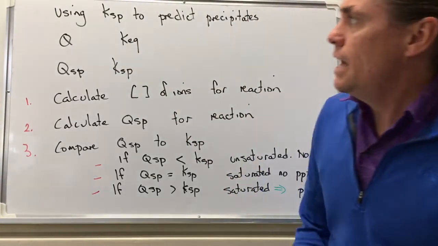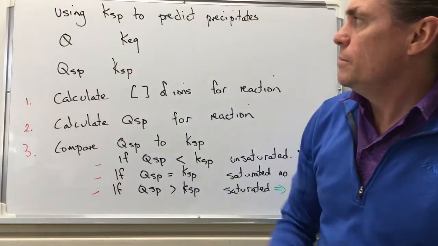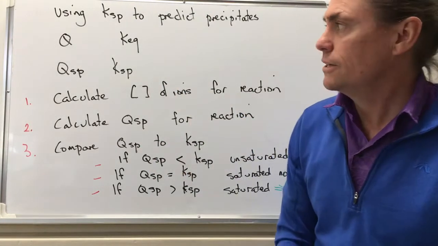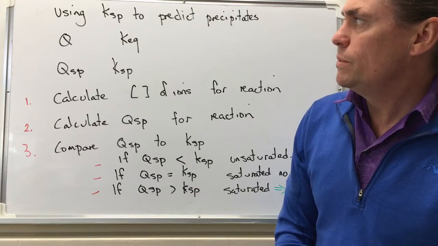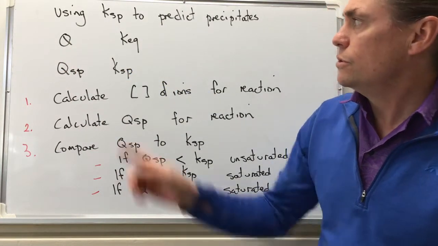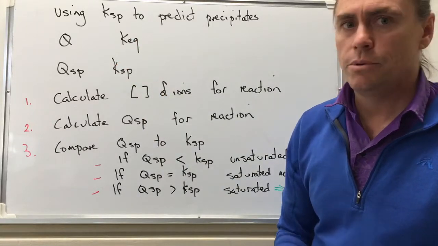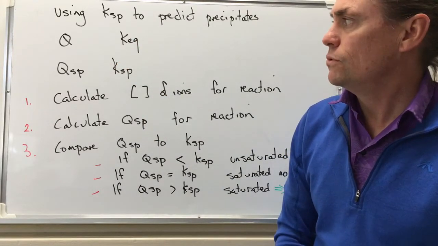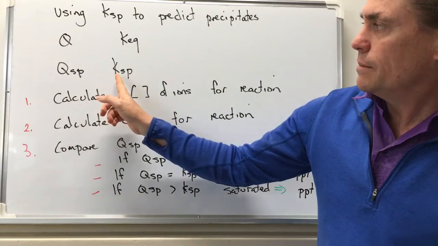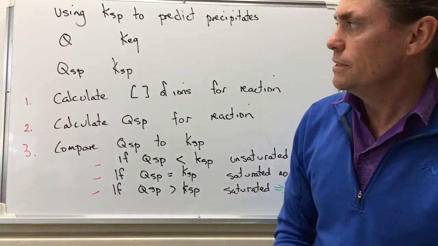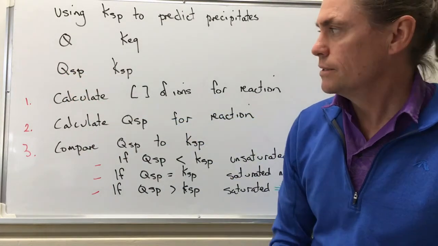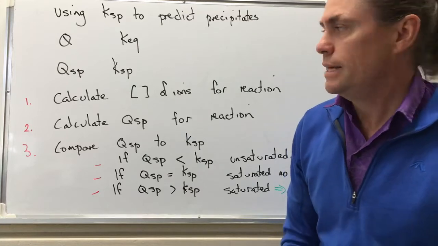Okay, let's have a look at how we'll use our solubility product and our reaction quotient to predict whether we get a precipitate in a reaction. If we recall when we did some work on reaction quotients, we can compare our reaction quotient to our equilibrium constant to predict whether a reaction will shift left or right. Now we can do exactly the same thing by examining our equilibrium constant and comparing that to a reaction quotient for our solubility product. And to do this, we've got three steps.